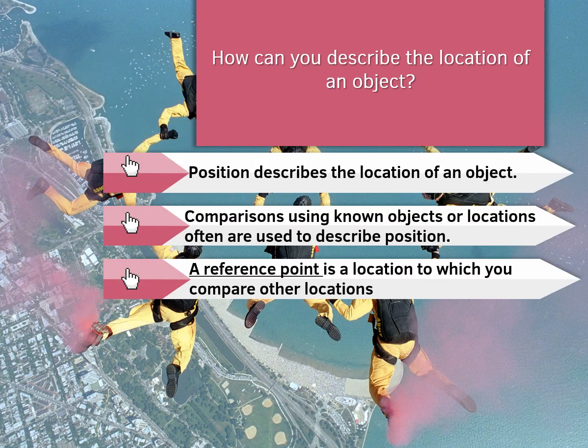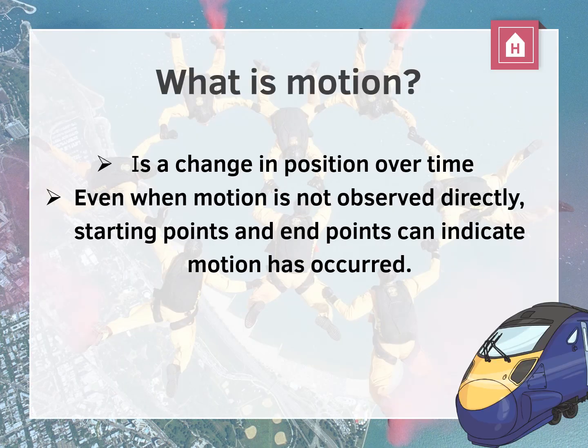How can you describe the location of an object? If I want to know where this object is, the first thing is the position, which describes the location of an object. Comparison using known objects or locations is often used to describe the position. A reference point is a location to which you compare other locations.